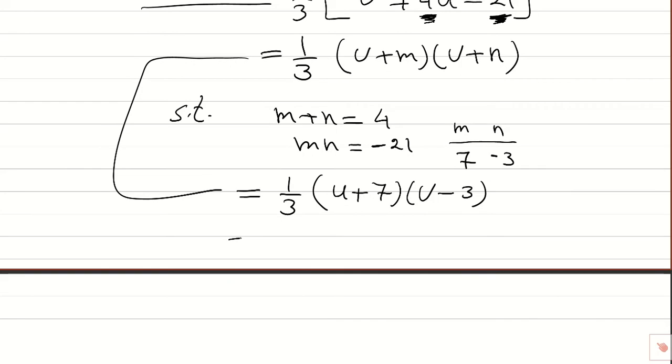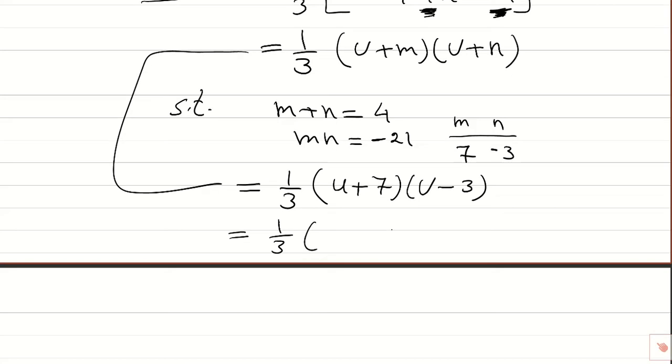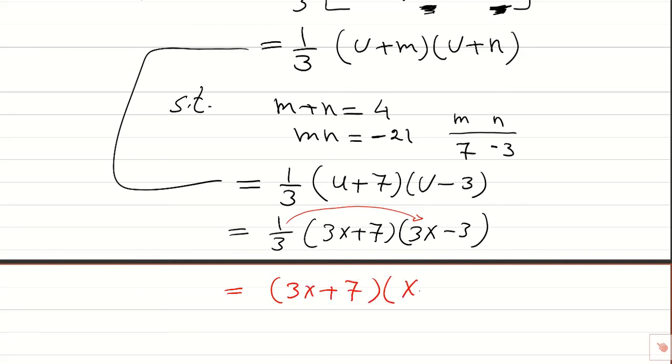And then here it is 1/3 of the expression in u. Now you can go back to your x, because u is 3x, therefore it is 3x plus 7, 3x minus 3. And now the only thing left is to get rid of this fraction by multiplying this fraction into the second parenthesis. Then we have (3x plus 7) times (x minus 1), and then you have the factorization of your quadratic.